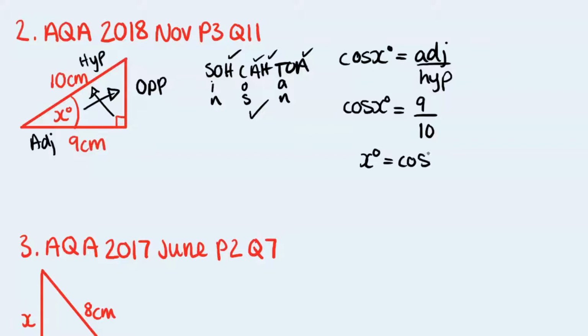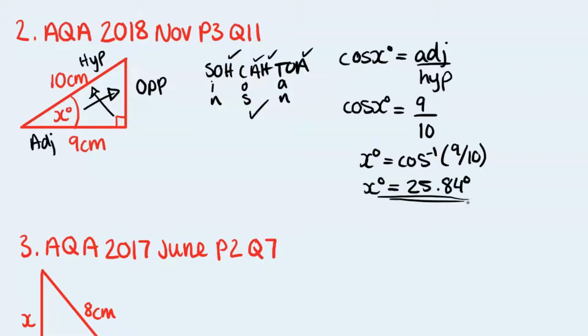So it'll be cos⁻¹ of the fraction, cos⁻¹ of 9 over 10. Okay, so when you pop that into a calculator, the final answer will be 25.84 degrees, just like that. So as you can see, it's the same process as before, right?